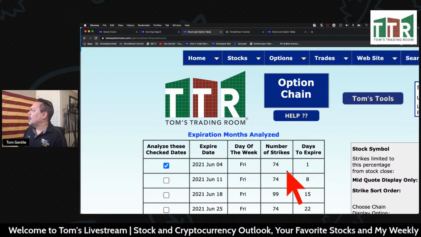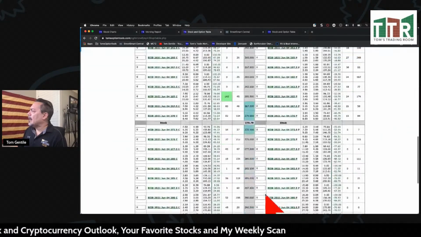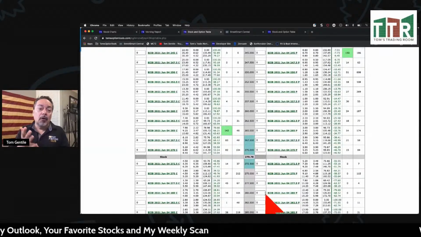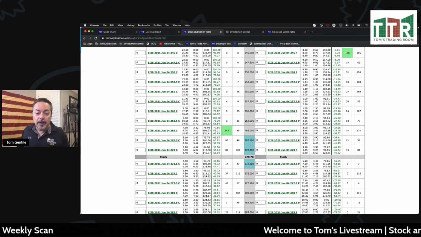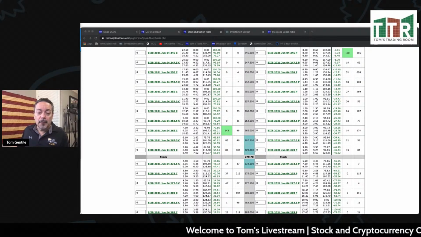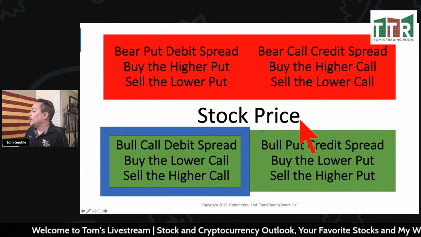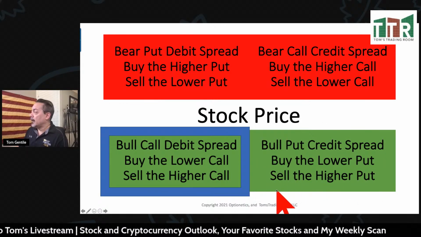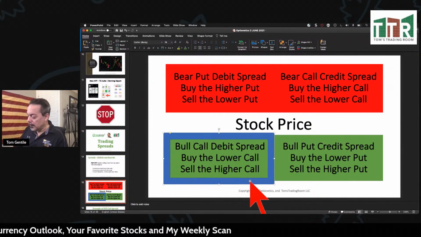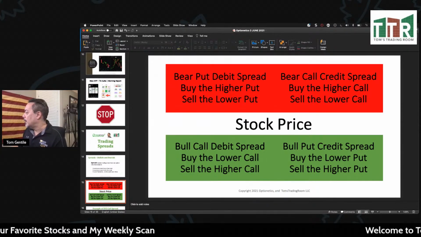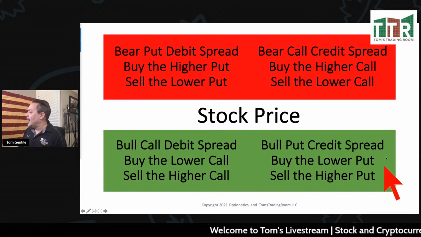So let's take a look and see what's going on with Biogen. Let's update this trade. Let's look at what's going on at the money. Now, again, if I want to be bullish, what am I doing? I'm doing the bull put spread. Let's go back and look at the piece that I want to cover with you. The bull put spread. This is what I want to do right here. All right, let's get rid of this. Goodbye. There we go. Let's bring this back up. Now, where my mouse is: buy the lower put, sell the higher put.